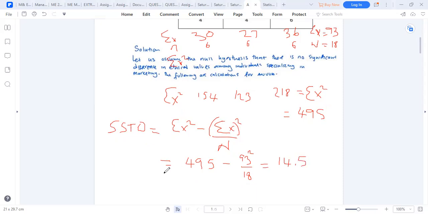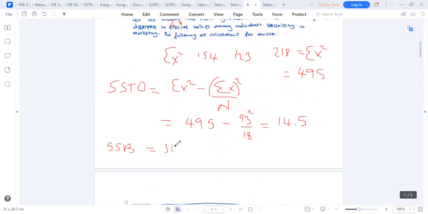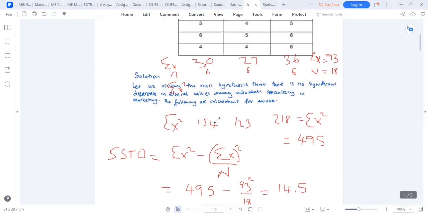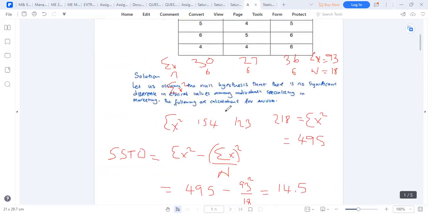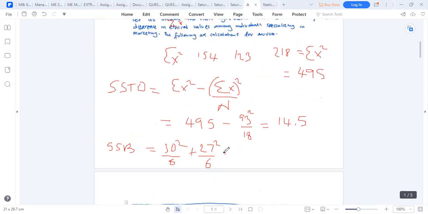And for the sum of square between, we get the between treatments individually. 30 squared over 6 plus the next total, 27 squared over 6, plus the next total, 36 squared over 6, minus 93 squared over 18. What do we get?